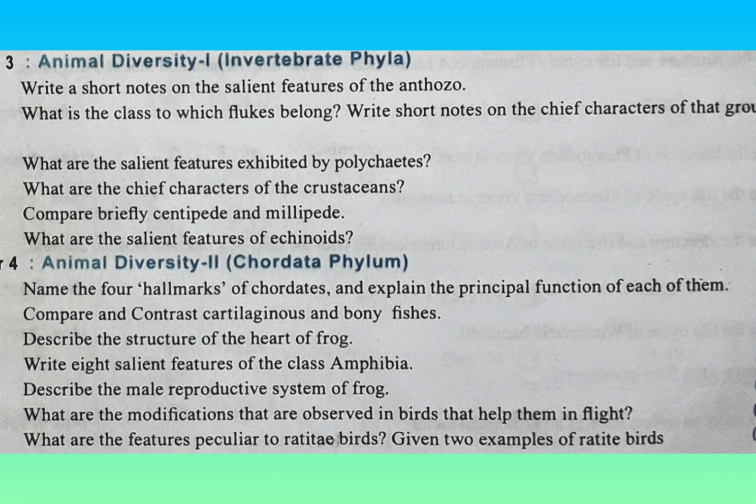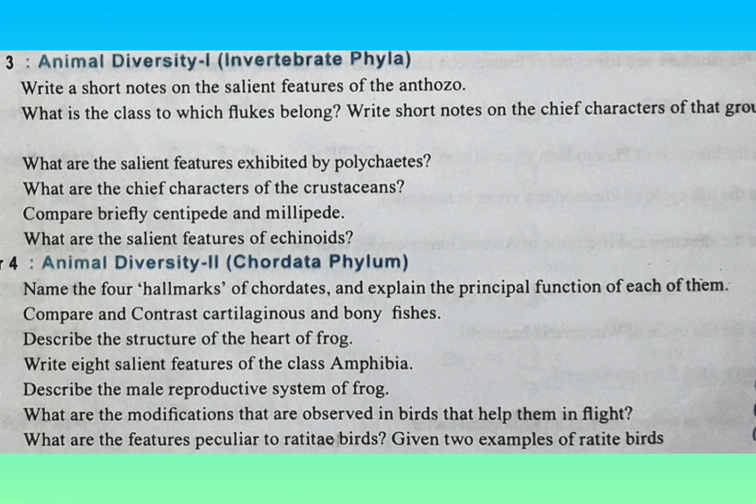First important question from this chapter. Name the 4 hallmarks of chordates and explain the principal function of each of them. Next question. Compare and contrast cartilaginous and bony fishes. Describe the structure of the heart of frog. Write 8 salient features of the class Amphibia.